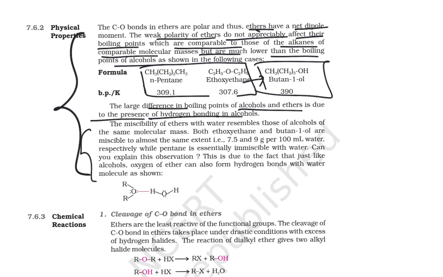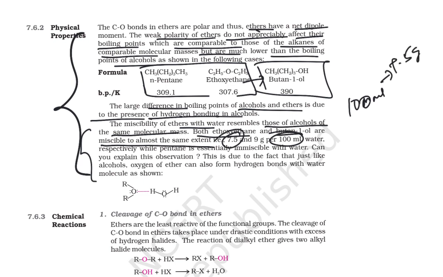The miscibility of ether with water resembles that of alcohols of the same molecular mass. Both ethoxyethane and butan-1-ol are miscible to almost the same extent. If I take 100 ml of water, the ether can dissolve up to 7.5 gram, and the alcohol up to 9 gram. This is due to the fact that, just like alcohol, the oxygen of ether can form hydrogen bonds.